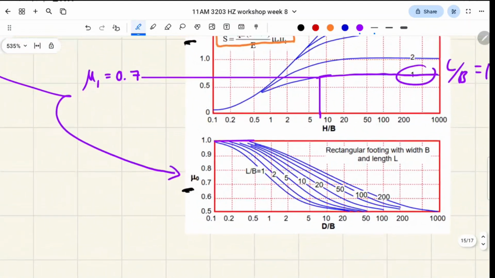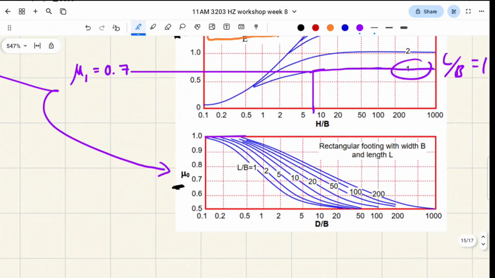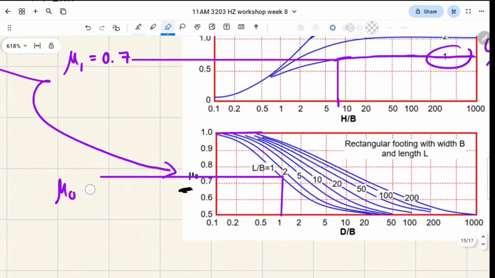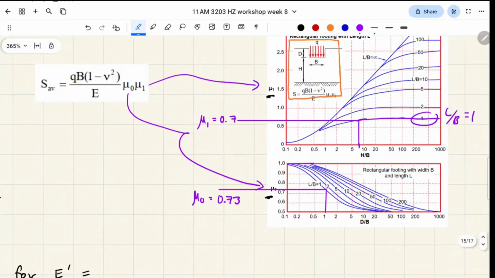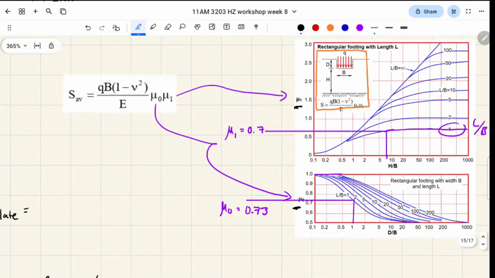Next, we'll do the same thing with the bottom graph, which is for mu0. So D on B is 1, and we go up until the line which says 1. Okay. Again, we'll do the same thing. So what do you reckon this reads as? 0.73. Okay. So these are the numbers we're going to be plugging into this equation, right?